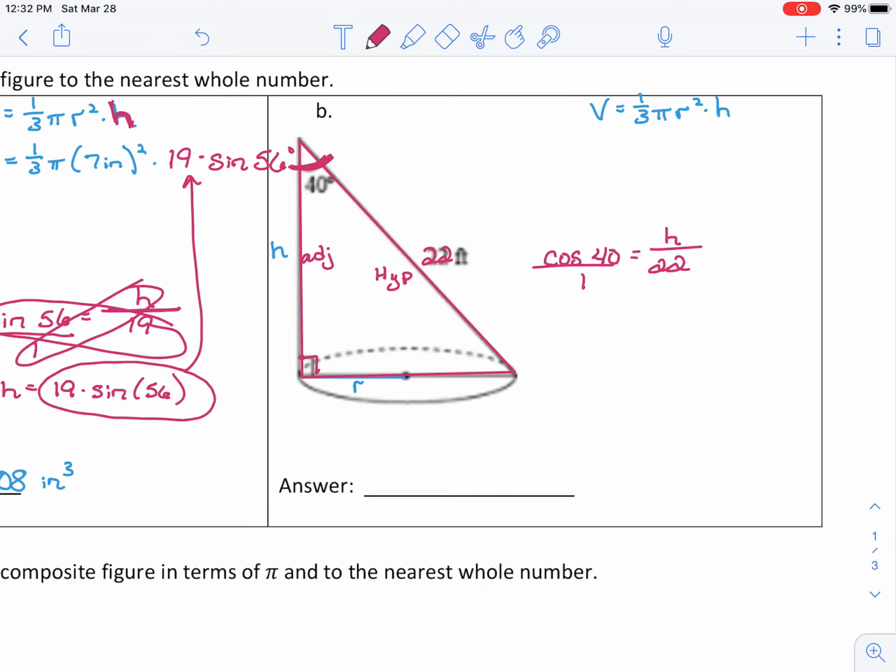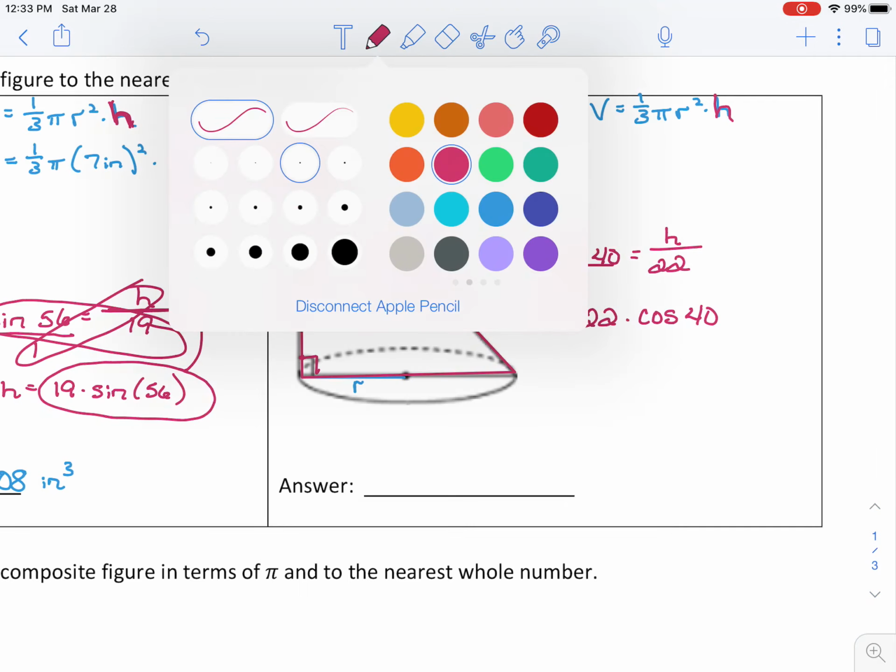And then I'm going to cross multiply because it's the same type of setup as our last one. You're not finding an angle. You will not do inverse. The height will be 22 times the cosine of 40 degrees. That's again going in for H.